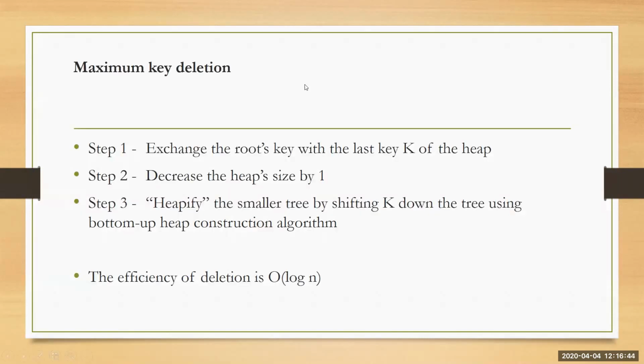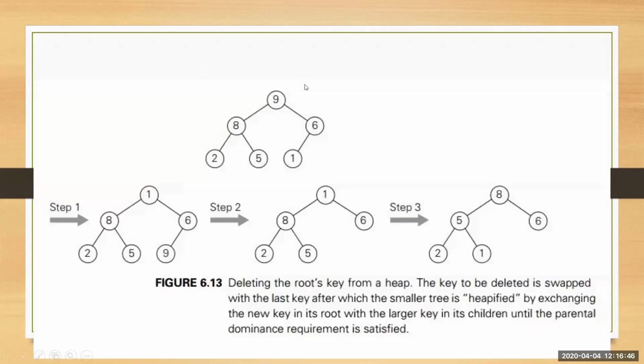Maximum key deletion. I told you the heap is used for priority queues. What is a priority queue? It has two types: one is the ascending priority queue, the other is the descending priority queue. Let us assume that we have a descending priority queue. Descending priority queue means always the root element will have the largest node, and the leaf nodes will have the smaller nodes.